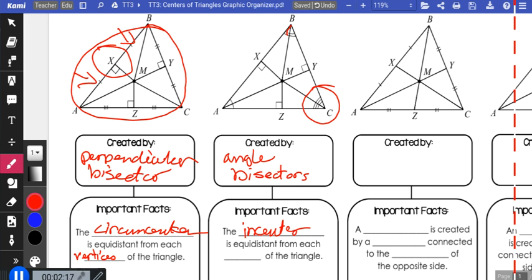Incenter is where there's a circle inside the triangle. So that's why we have these little ones that are kind of bent off, because they're the radii of the circle that is inscribed. So these are all equidistant from each of the sides of the triangle. So these three radii, MY, MX, and MZ, are all going to be congruent. And actually, I want to go back a step. The radii on the circumcenter ones, MC, MB, and MA, those are all going to be congruent.